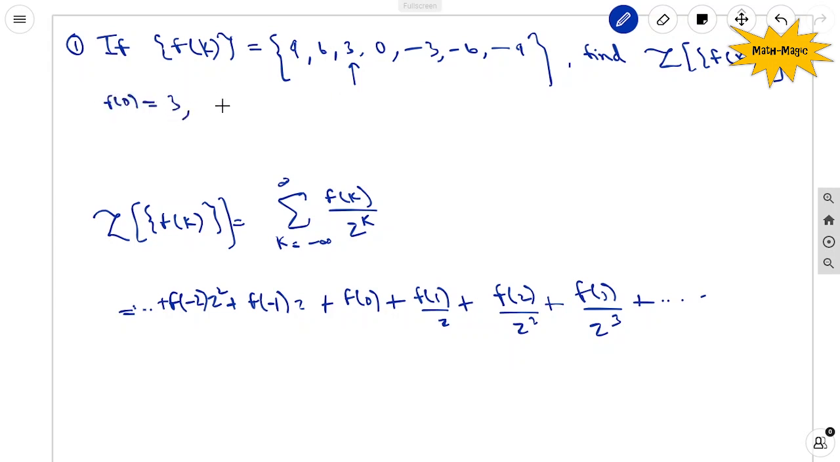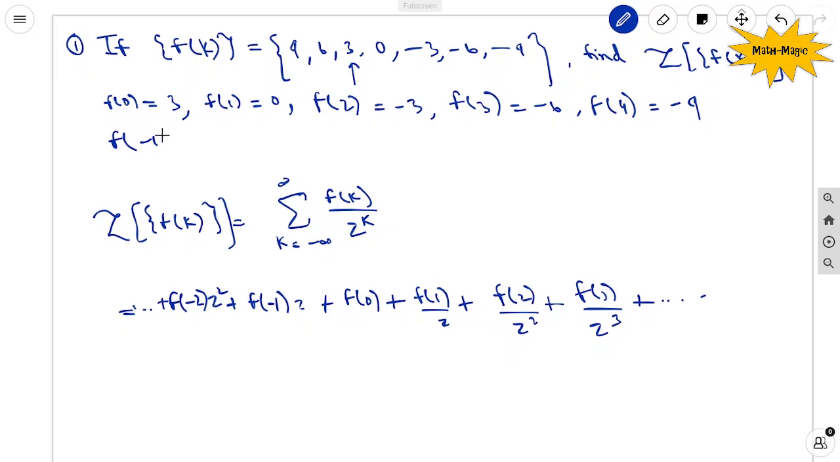So f of 0 is 3, f of 1 is 0, f of 2 is minus 3, f of 3 is minus 6, f of 4 is minus 9. We don't talk about f of 5, f of 6, since the sequence is not defined for 5, 6, 7, 8 and so on. So we have f of minus 1 which is equal to 6, f of minus 2 is equal to 9.